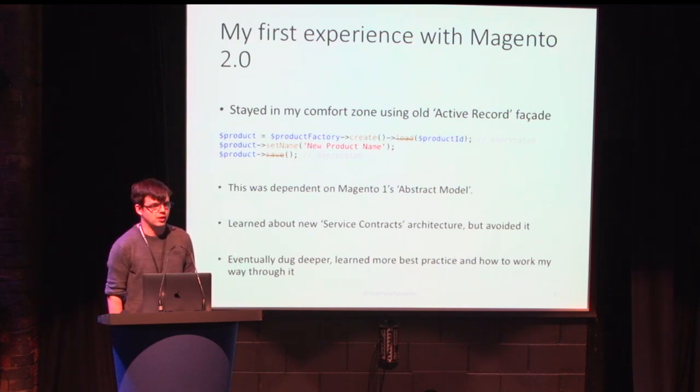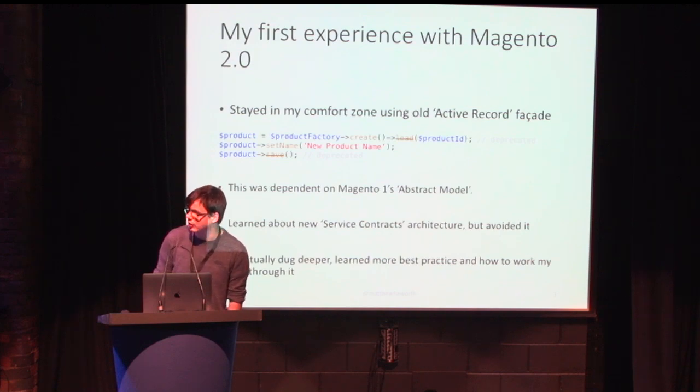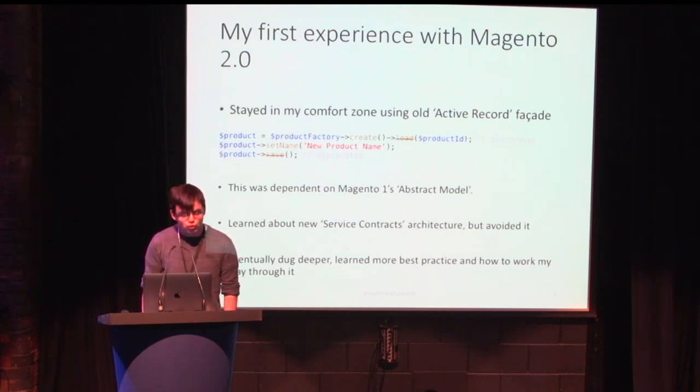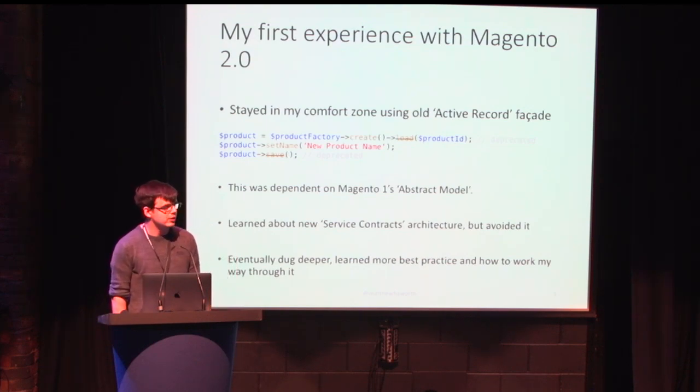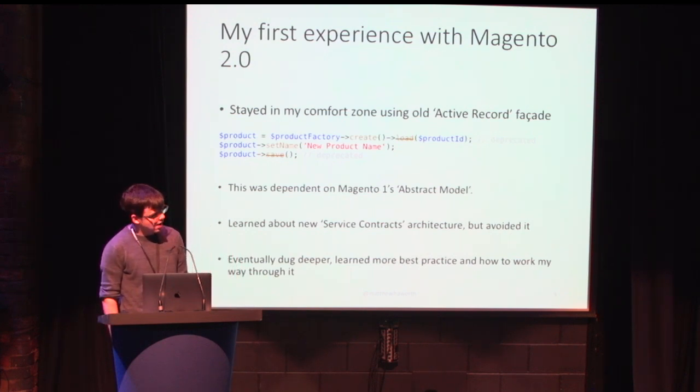I was familiar with Magento 1's abstract model, and the abstract model would speak to the resource model, and the resource model would be responsible for speaking to the database abstraction layer, the Zend DB layer, and then we'd save to the database. It all made sense to me. And for a short while, I avoided engaging with the new service contract layers that Magento 2 provides. And eventually I saw the light.